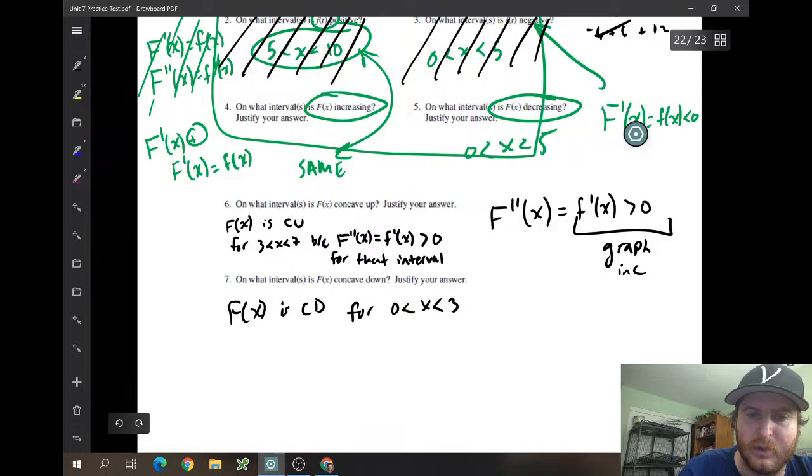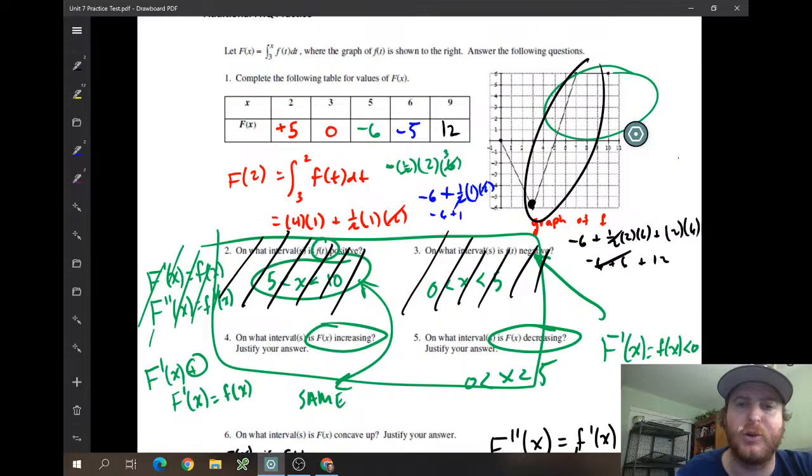Now, what about from 7 to 10? Well, from 7 to 10, it's neither concave up nor concave down. It's neither one. It's probably linear in that section. Next up, a few more questions, kind of similar.